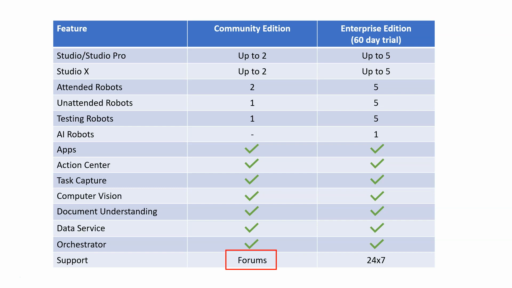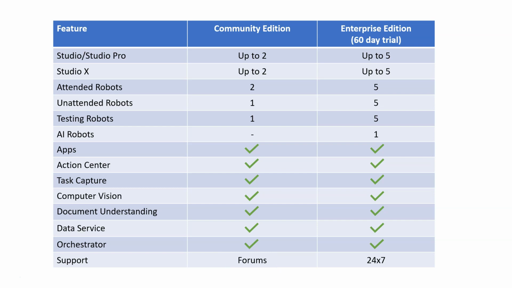As far as support goes, well, there's a reason why it's called the Community Edition, because you rely on the forums and the UiPath community if you need support. With the Enterprise Edition, you get access to UiPath's 24/7 support, and you just don't get that with the free edition, and that's understandable.